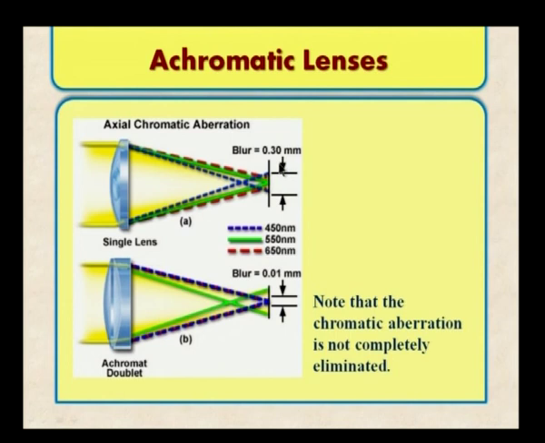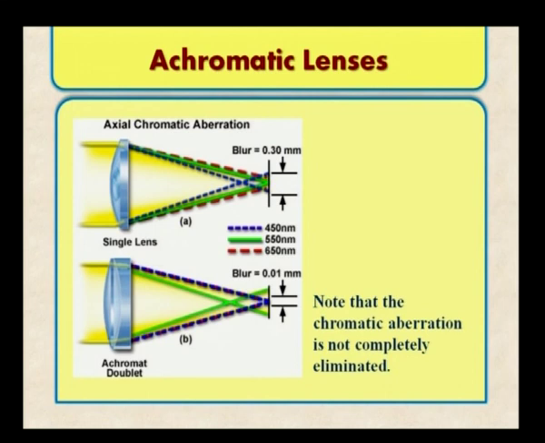The blurring that you got for 0.3 millimeter is reduced to 0.01 millimeter, the magnitude is reduced. I would like to underline that the chromatic aberration is not completely eliminated when you combine two lenses. What I would like to state is, you should understand what is meant by achromatic combination.